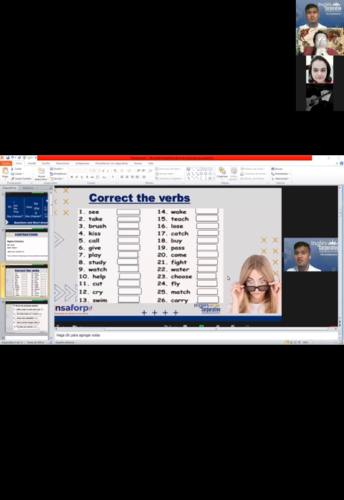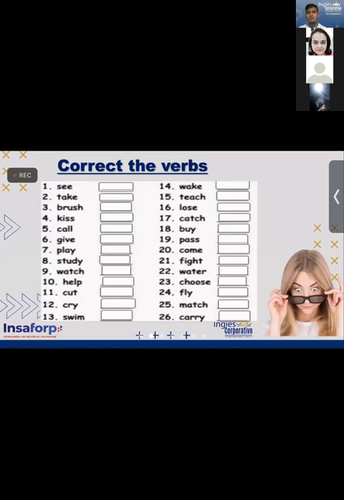Chooses. Okay. Fly. Flies. Add IES. Yes. Okay. Match. Matches. And carry. Carries. Carries. Yeah. Okay, Rufino. Next, please. Okay, animal. Yes. It doesn't work anymore.